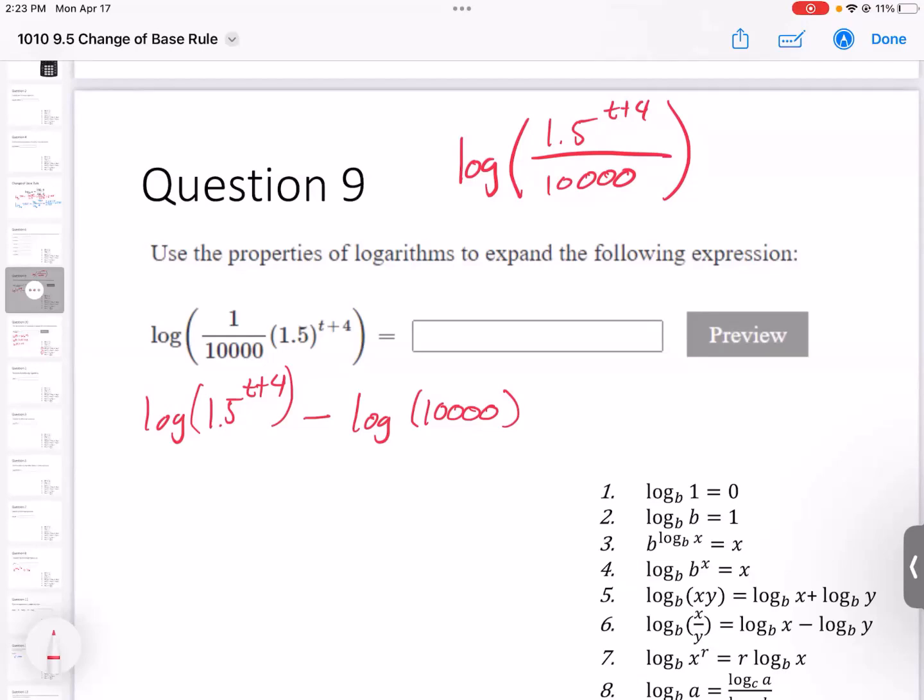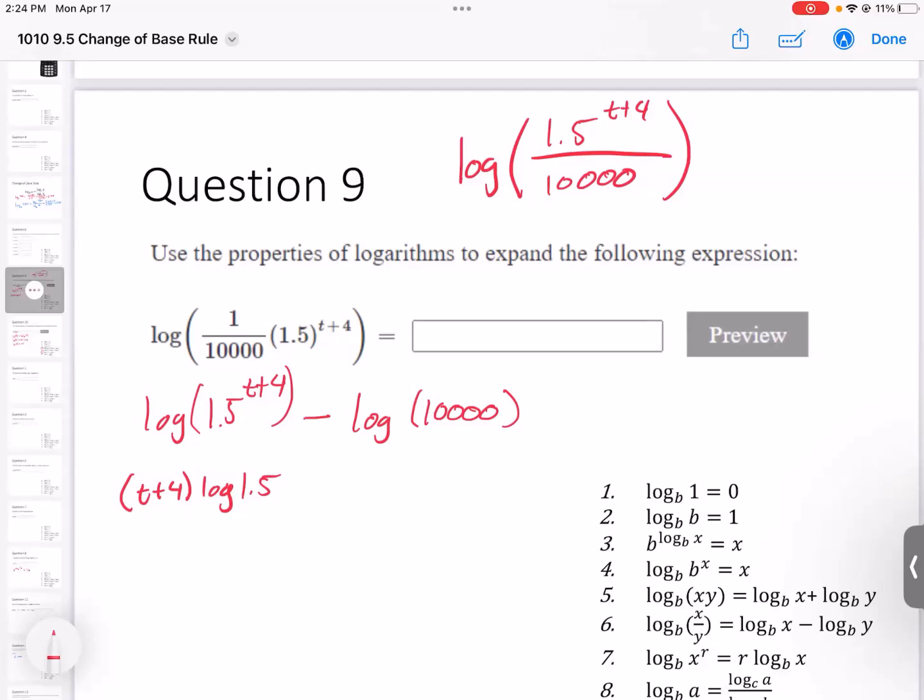Okay, what other properties could we use to simplify this? Yep, we could use 7 to simplify our exponent. And our exponent is T plus 4. So I'm going to put parentheses around there to show that I'm doing T plus 4 times log of 1.5. And then can this be simplified at all? What does this equal?